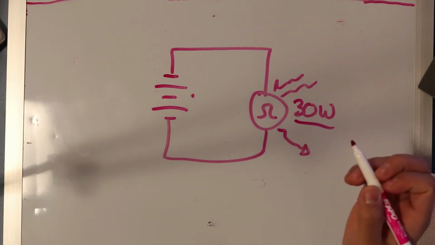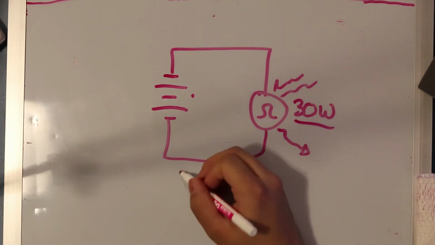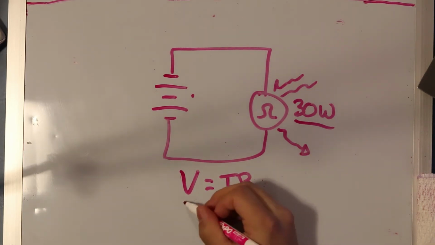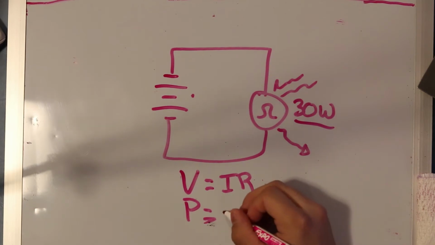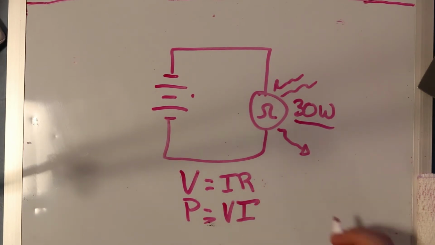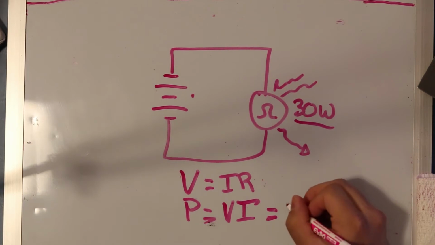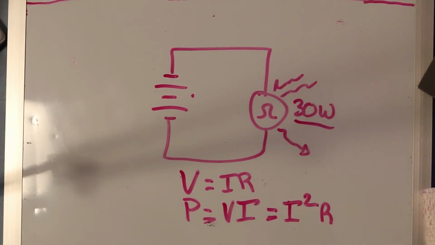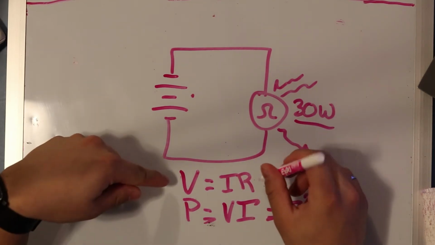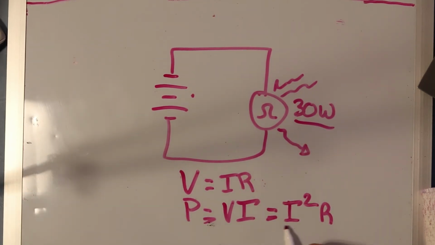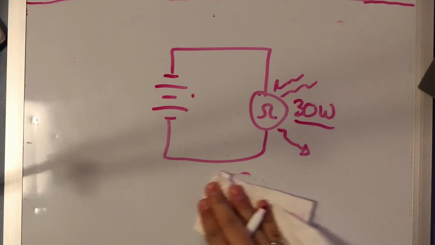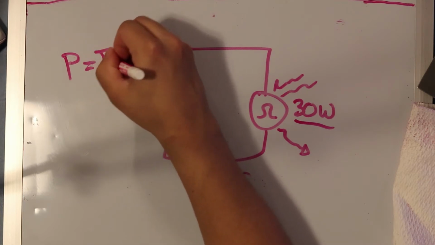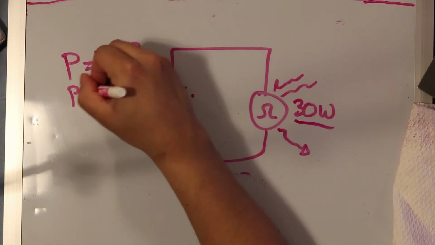Now, in order to calculate this, there's actually a pretty simple formula. We remember that V is equal to IR. But now we also have the formula power is equal to volts times current. And that's also equal to the current squared times the resistance. Because if you do some fancy algebra, you could actually put this formula into that one to get P is equal to I squared R. So basically, up here, I'll just give you P is equal to I squared R, or P is equal to volts times amps.